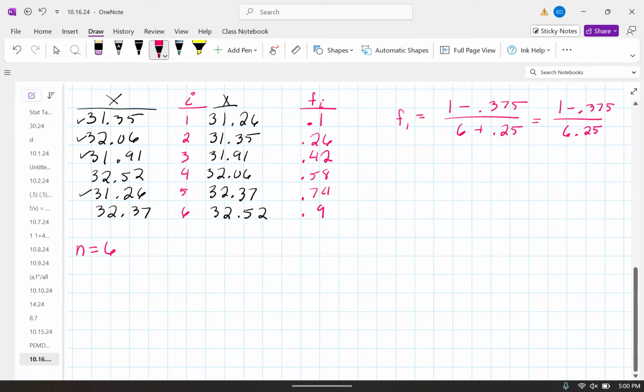Oh, neat. Okay. Are we all okay with how we got our F sub i's? That's the weird step to me.